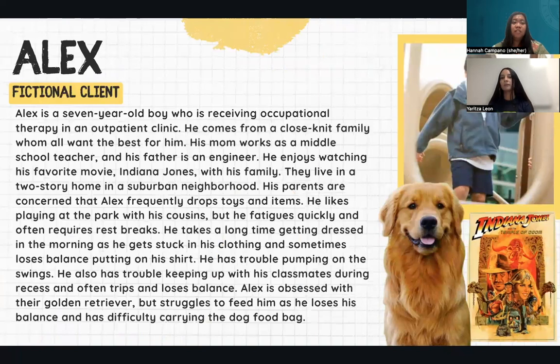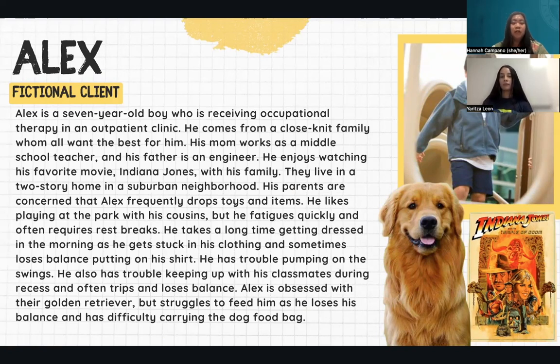So moving on to our fictional client, Alex, he is a 7-year-old boy who is receiving occupational therapy in an outpatient clinic. He comes from a close-knit family whom all want the best for him. His mom works as a middle school teacher, and his father is an engineer. He enjoys watching his favorite movie, Indiana Jones, with them, and they live in a 2-story home in a suburban neighborhood. His parents are concerned that Alex frequently drops toys and items.